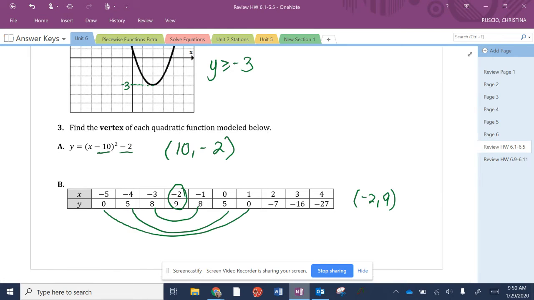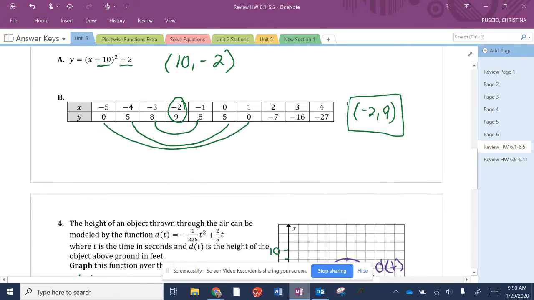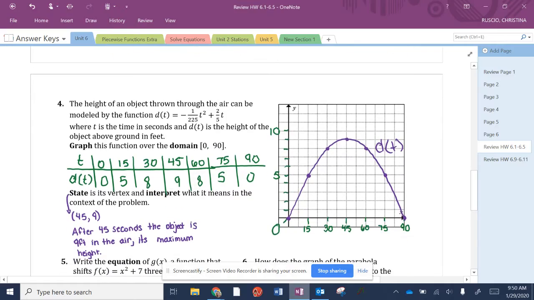And notice how I had to actually write it off to the side. Don't just circle it. Make sure that you actually write it. Did you hear that? Don't just circle it on the table, actually write it. State your answer. All right, here we go with number 4.